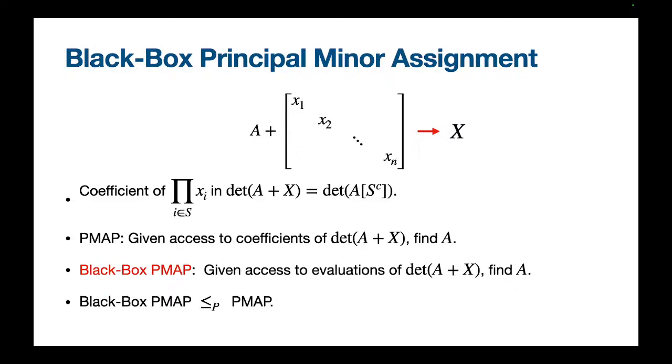This problem is easier than PMAP because given an evaluation oracle, we can always compute principal minors. How can we do that? Suppose we have to find the principal minor for a subset S. We substitute 0 for all the variables in S, and for the variables not in S, we substitute a fixed univariate variable t. Then the maximum degree of the determinant of A plus X will be the principal minor for that set S, and we can compute it using interpolation by making at most n queries. So this is an easier problem.